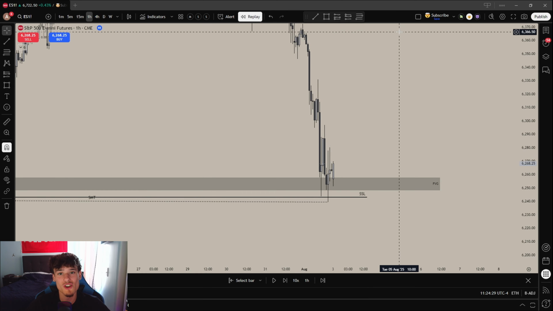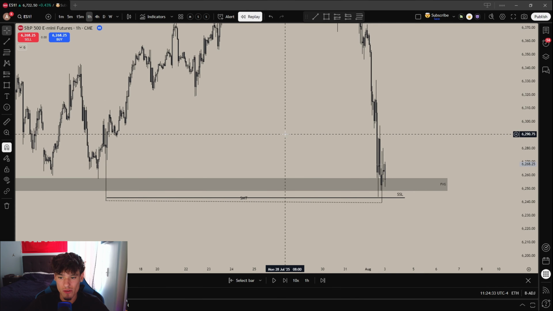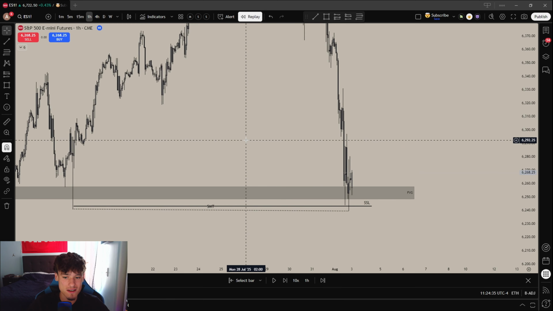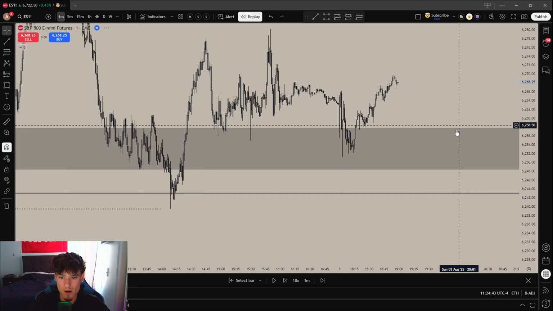We expect it to reject and continue up. So now we have our 3 main biases and the reasons we want to see a reversal to continue in the opposite direction. So let's jump down to the 1 minute.